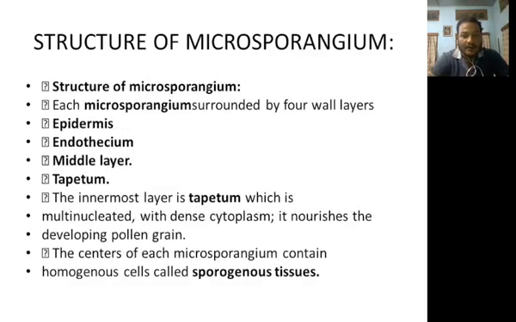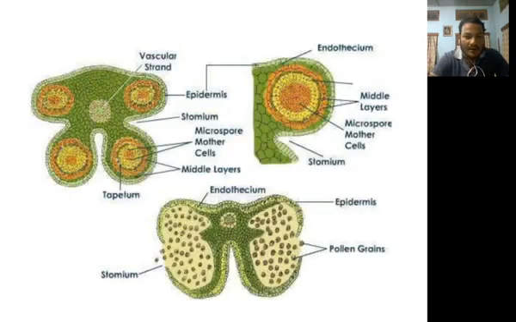When you cut the anther, in a single anther we find four microsporangia. When we take a transverse section of this anther, we find four sac-like structures. This sac-like structure is known as a microsporangium. When we observe this microsporangium, we can categorize it into a wall layer and the central middle portion, the sporogenous tissue.